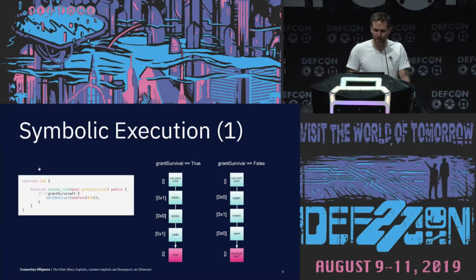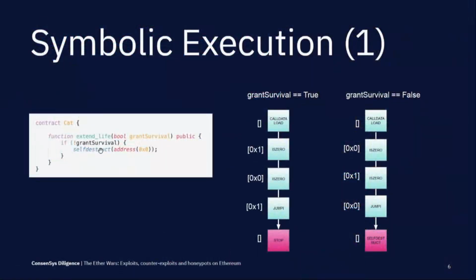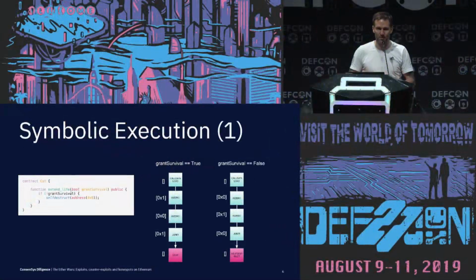So, a brief primer on symbolic execution. Here you'll see a very simple smart contract that's written in Solidity, which is the most popular language at the moment. And the smart contract represents a cat. It has one function, and this function either extends the cat's life or it kills the cat. And there's a very interesting instruction in Solidity called self-destruct. It was originally called suicide. So essentially, the contract is going to kill itself. It's going to delete its own code and free its storage, and send its remaining balance to an arbitrary address that you specify here. In this case, it's the 0 address.